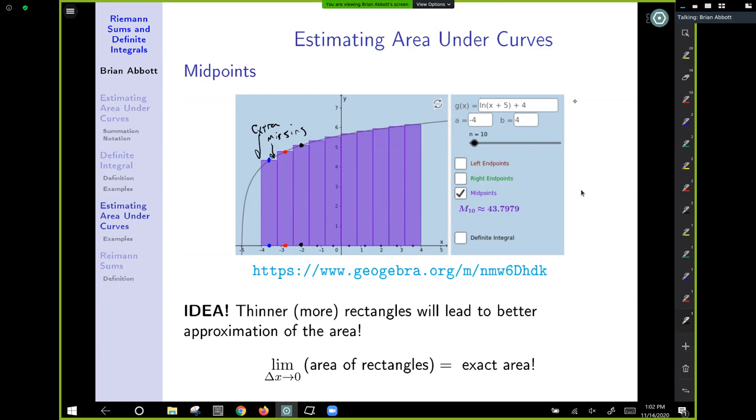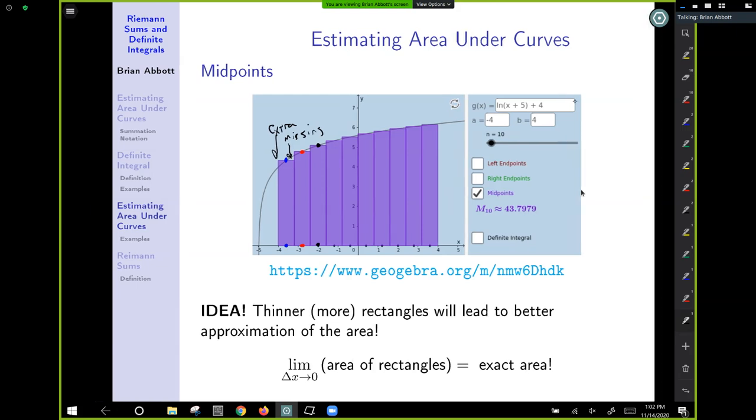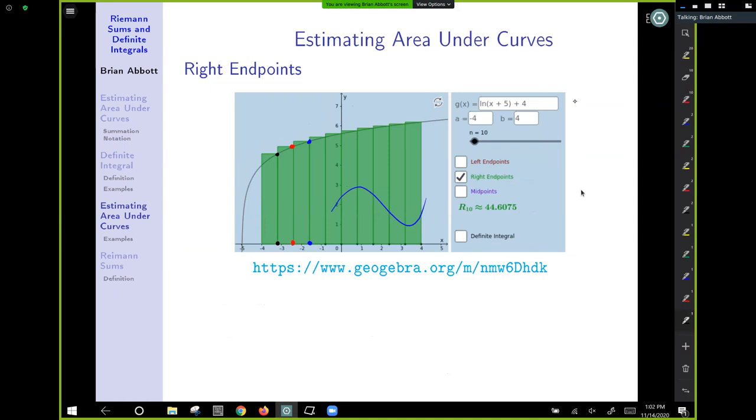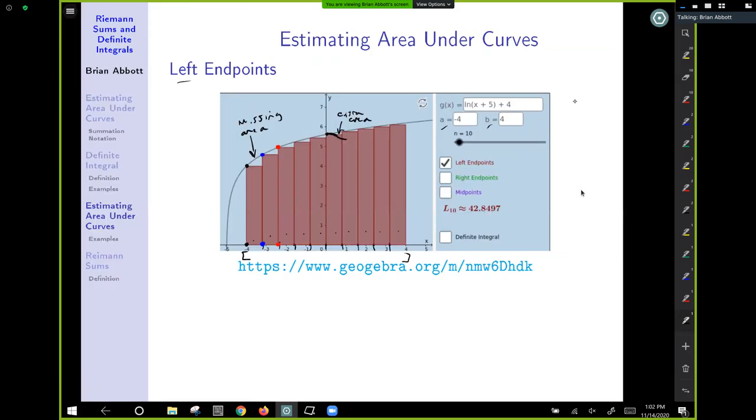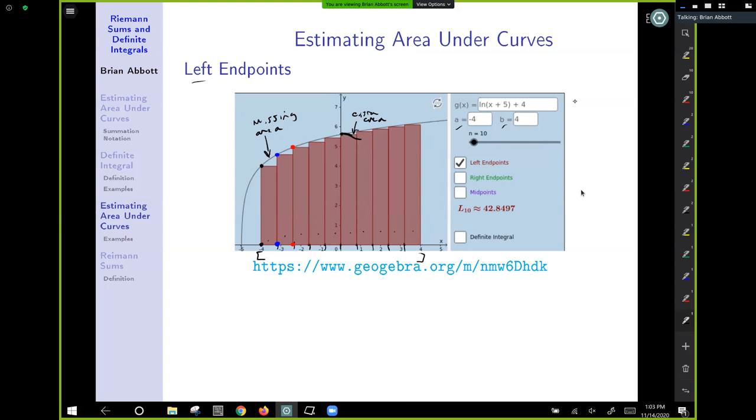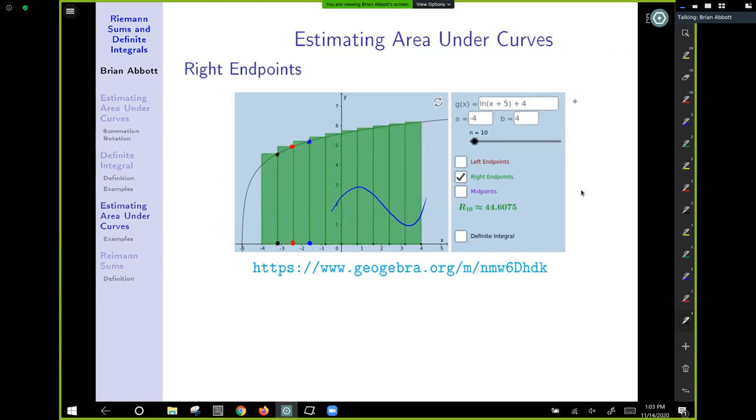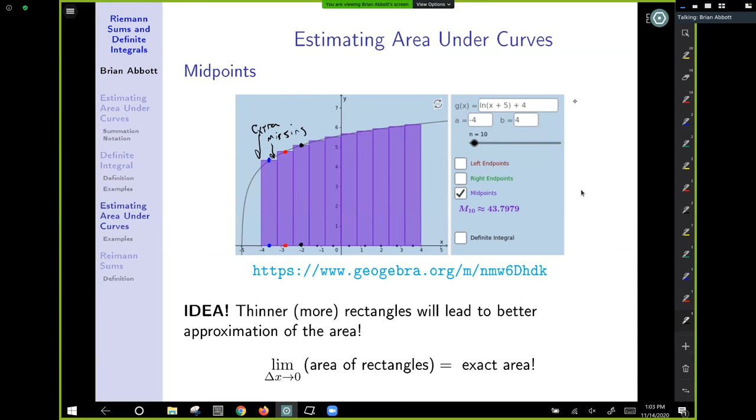I'm going to flip back through these slides. Notice M10 there. It tells you this approximation says there's about 43.8 underneath. Right endpoints says there's about 44 underneath, which seems to be an entire overcount given the picture. So it seems like the true area is less than that. And here, with left endpoints, you get 42. So each method has an error to it. What's the exact one? We will get there.